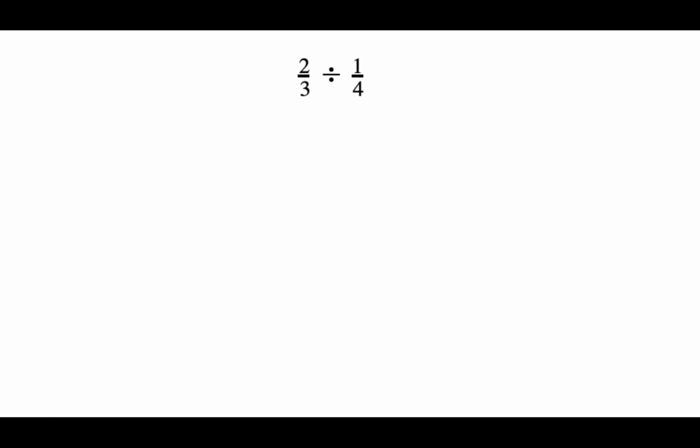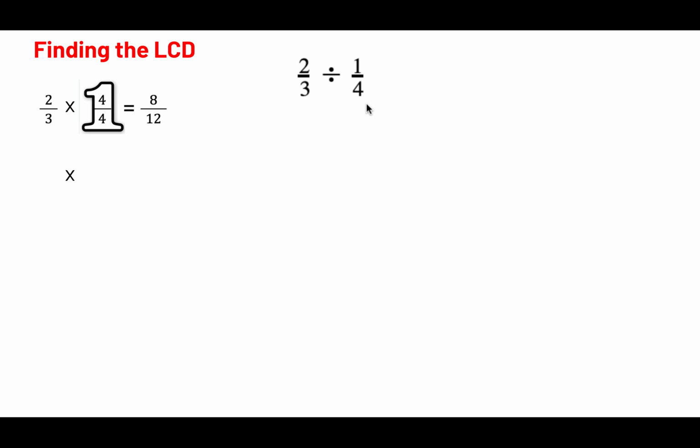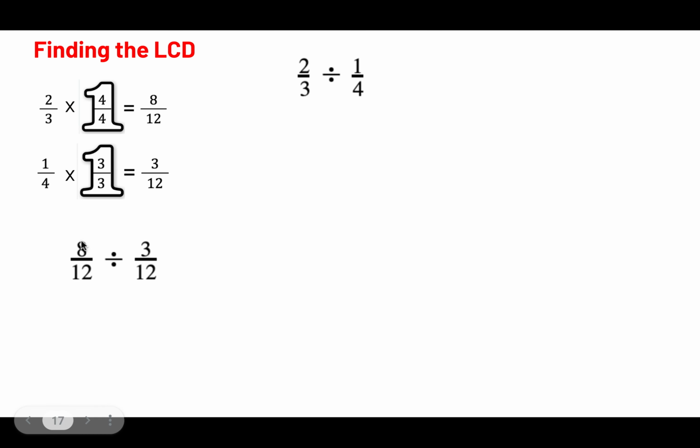Let's try another one. With 2/3 divided by 1/4, I noticed that the common denominator for 3 and 4 would be 12, so we'll find the least common denominator. I've got my 12, so 2/3 multiplied by what equals 12? I know that 3 multiplied by 4 is 12, so 4/4 is my big 1. So 2 multiplied by 4 is 8. Let's do the same thing with 1/4. 1/4 multiplied by something is something over 12. 4 multiplied by 3, so 1 multiplied by 3 is 3. Now I have 8/12 divided by 3/12.